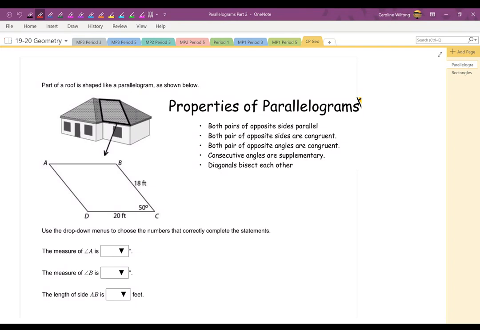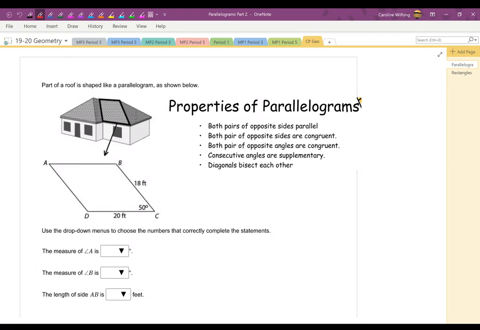Properties of the parallelogram. We're going to go over them and use them to apply to this section of the roof that they pulled out in this figure. They want us to use drop-down menus, and I will tell you what your options were in the drop-down menus to help us choose. All right, let's get going.